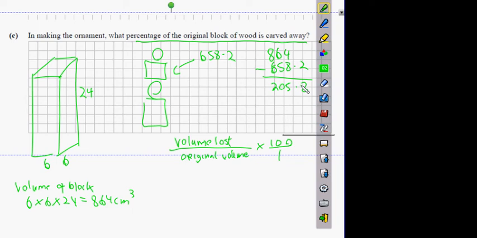And then finally, 205.8 over, is it going to be over 658 or 864? 864, because it's compared to what you started off with. You started off with 864. Then you multiply that by 100 over 1, and what do we get? Anybody? 23.82. 23.82%. Is that right? Yeah. So 23.8? Yeah, that's no worries. Cool.